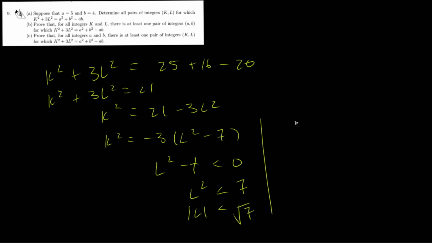We notice that the square root of 7 is around 2.6. So the absolute value of L is less than 2.6. And we also notice something else: for every value of L, negative L also satisfies the equation. Why? Because everything is squared. If we take negative L and square it, it's going to be positive, the same as L squared. So now we know that the absolute value of L is less than 2.6, and for every value of L, negative L also works. So let's work with that.